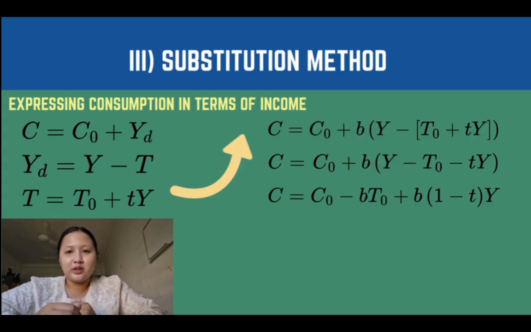This gives us the expression C equals C naught plus B times the quantity Y minus T naught minus T times Y. After we expand the brackets and group our income terms together, we arrive at a simplified consumption formula: C equals C naught minus B times T naught plus B times the quantity 1 minus T, all multiplied by Y.